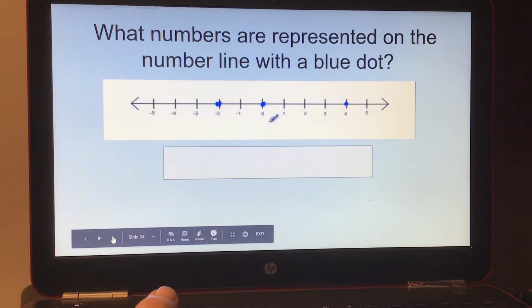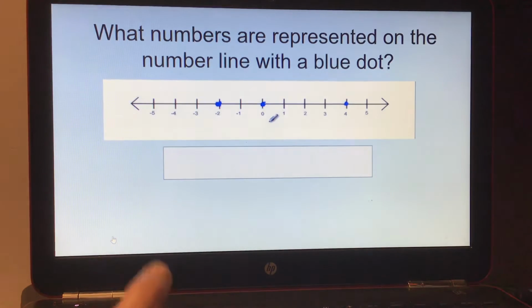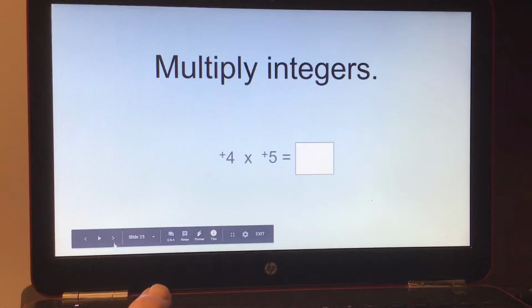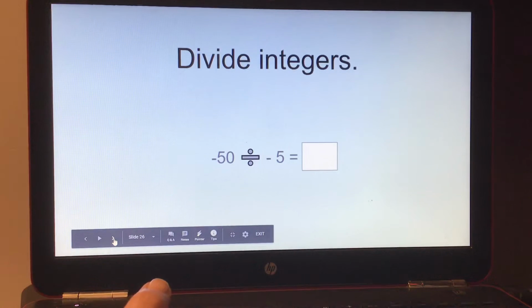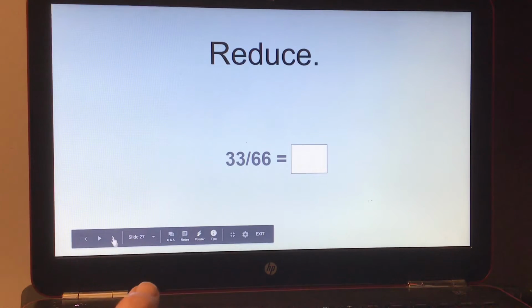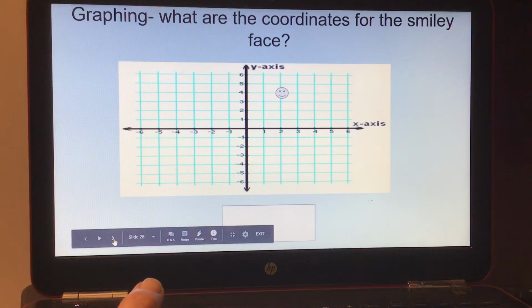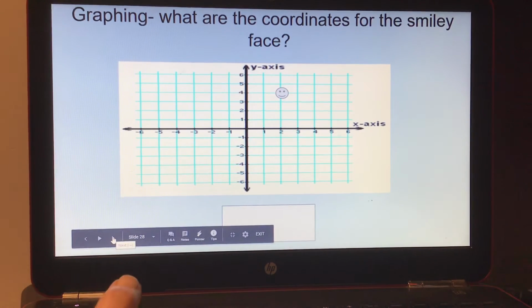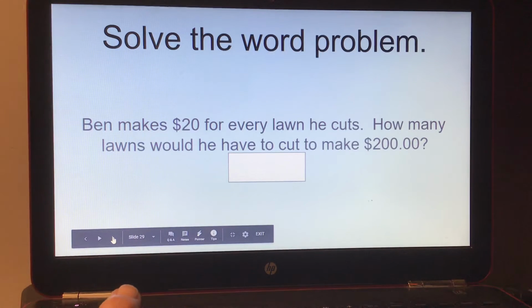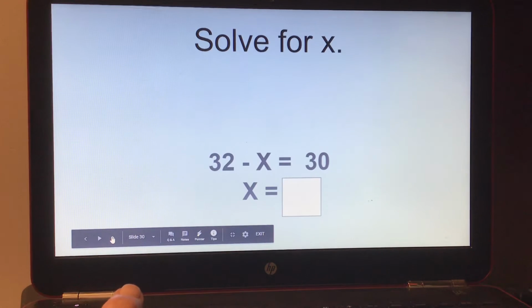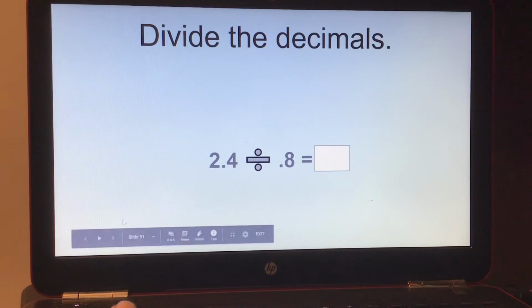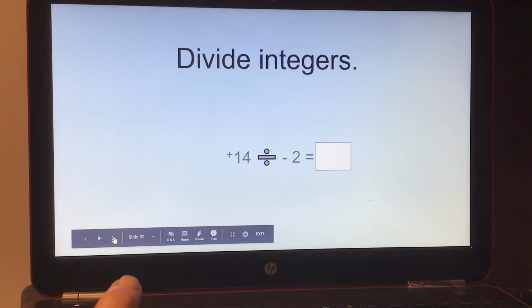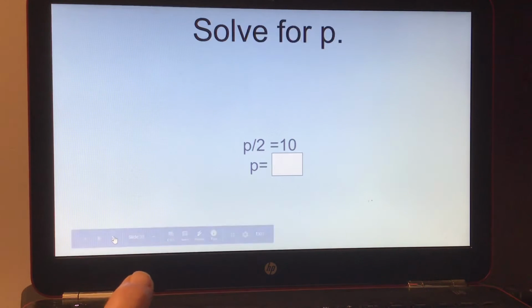What numbers are represented on the number line with a blue dot? Multiply the integers, divide the integers, reduce. Graphing, what are the coordinates for the smiley face? Solve the word problem. Solve for x. Divide the decimals. Divide integers. Solve for p.